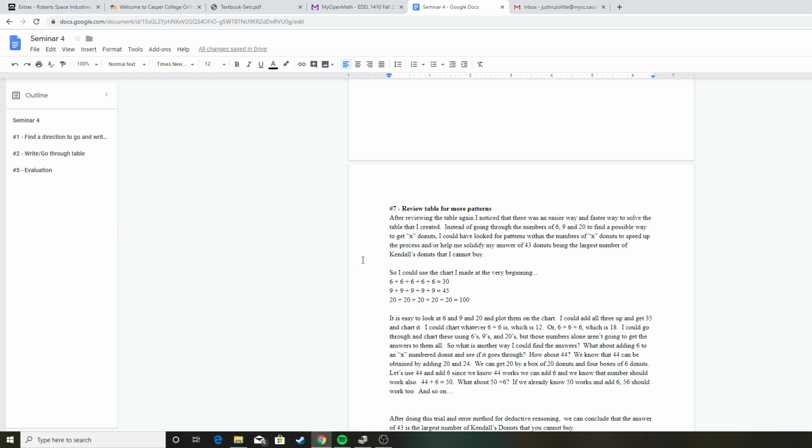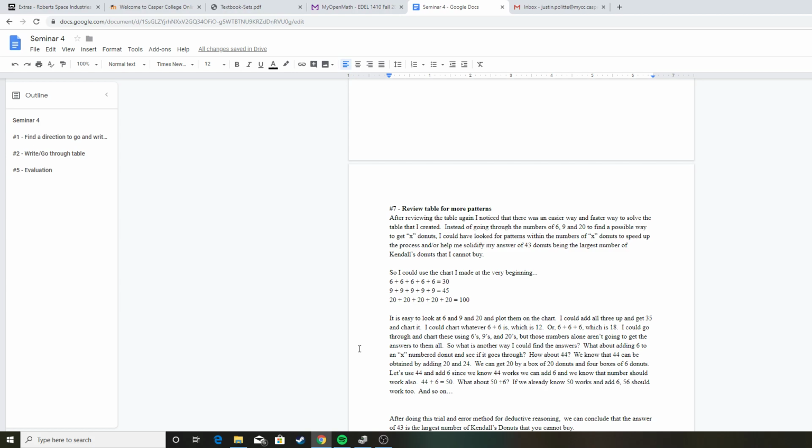So 6 plus 6 plus 6 plus 6, and then the 9s and the 20s. Basically, it is easy to look at 6 and 9 and 20 and plot them on the chart. I could add all three up and get 35 and chart it. I could chart whatever 6 plus 6 is, which is 12, or 6 plus 6 plus 6, which is 18. I could go through the chart with these using 6s, 9s, and 20s, but those numbers alone aren't going to get the answers to them all. So what is another way that I could find the answers?